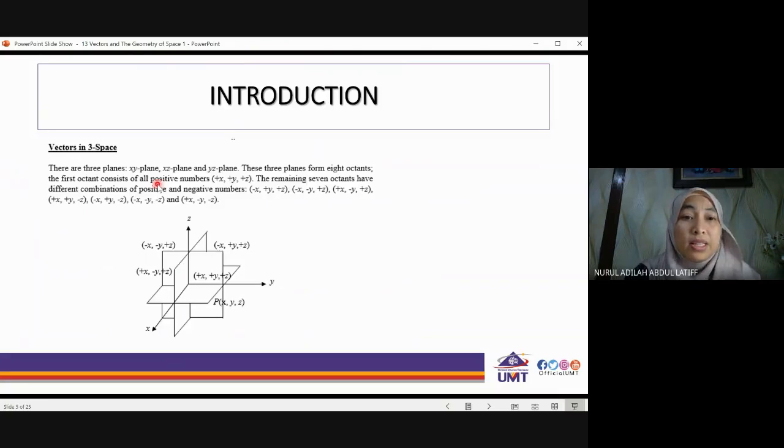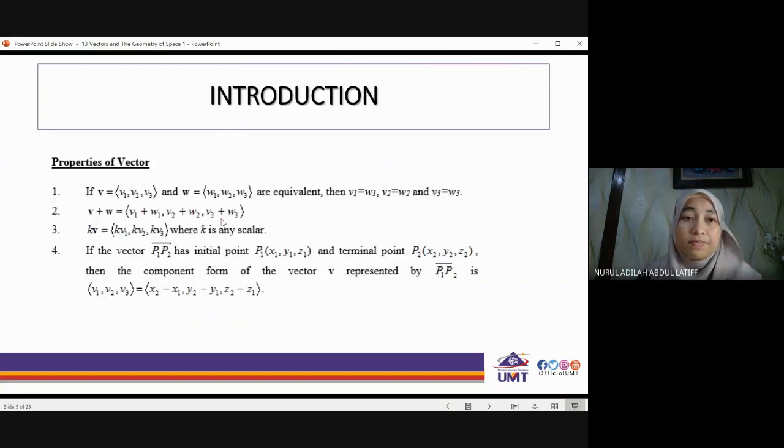Okay, vector in three space, right? Usually we have three planes, which are xy plane, xz plane, yz plane. So these three planes form 8 octants, right? So the first octant consists of all positive numbers, which is x, y, z. So for the remaining 7 octants, we have different combinations of positive and negative numbers. Okay, as you can see here, this one, this one, this one, and also until this one.